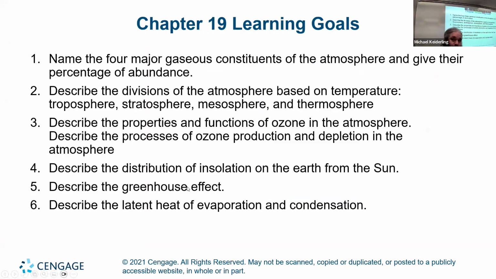So for the atmosphere, we'll go over the four main gaseous constituents of the atmosphere and give their percentage of abundance. We'll describe the divisions of the atmosphere based on temperature, which are the troposphere, stratosphere, mesosphere, and thermosphere. We'll describe the properties and functions of ozone in the atmosphere. We'll describe the processes of ozone production and depletion in the atmosphere. We'll look at the distribution of insolation on the Earth from the sun. We'll discuss the greenhouse effect. We'll discuss latent heat of evaporation and condensation and how that affects the atmosphere.